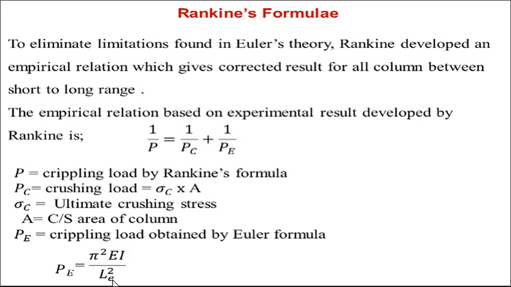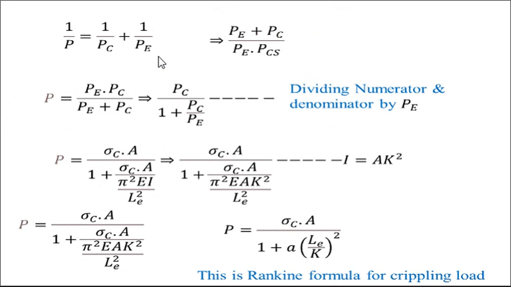Already we know the relationship between the effective length and the actual length of the column for different end conditions. So depending upon the end condition, we can determine the effective length by using those relations, right? Next, this empirical relation given by Rankine is derived here, and you can see how this relation is simplified. So furthermore, PE plus PC divided by PE into PC.